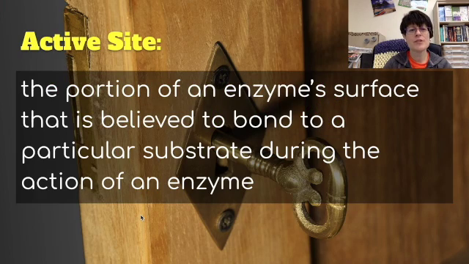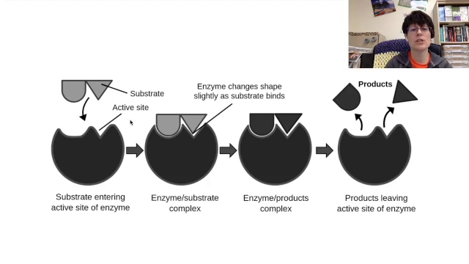With enzymes, there is an active site. This is the portion of an enzyme surface that is believed to bond to a particular substrate during the action of an enzyme. A lot of times we call these lock and key reactions because if we take a look at this picture, here is the active site on our enzyme. And here is a substrate. The substrate is the reactant, okay?